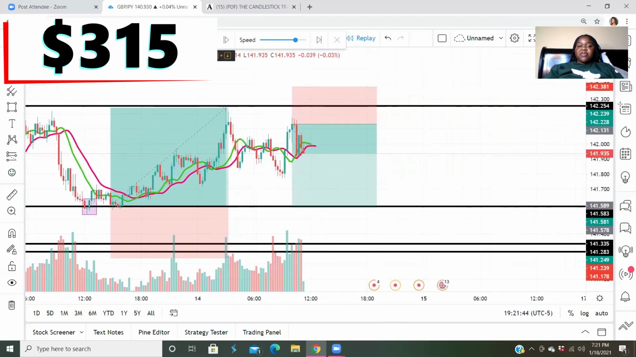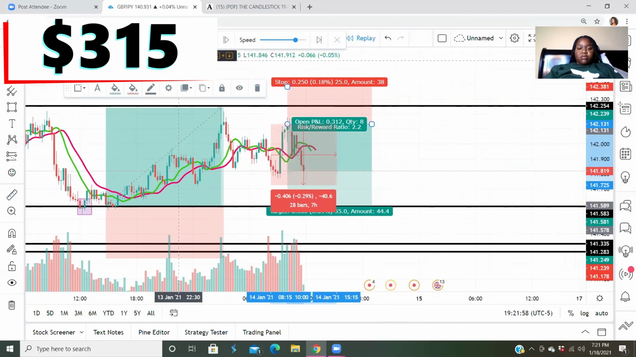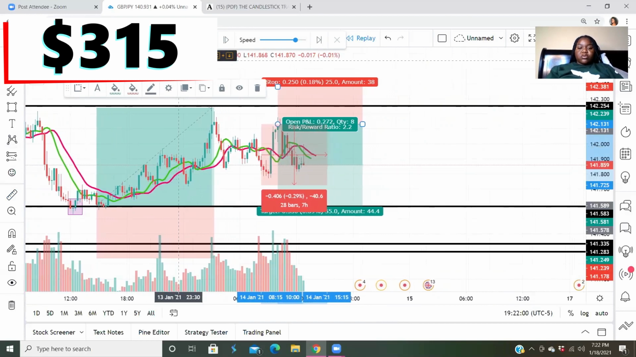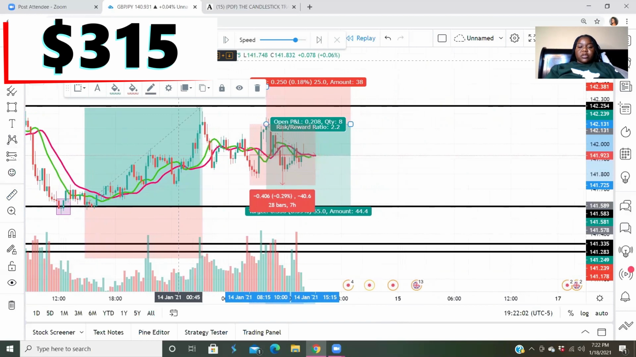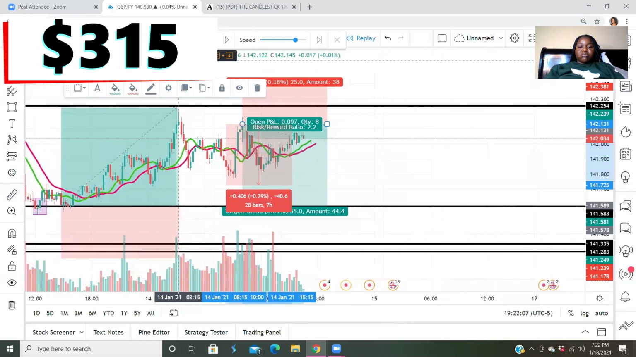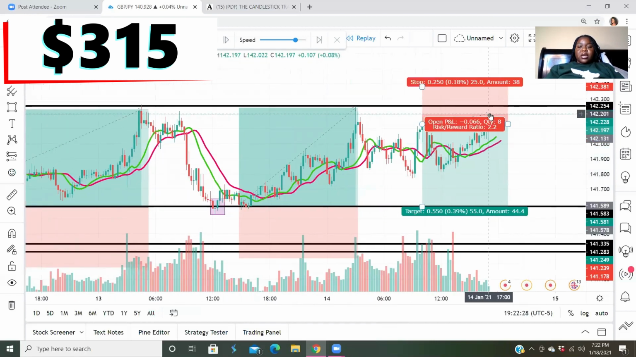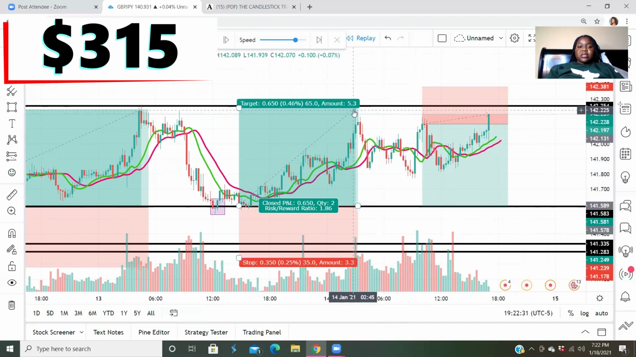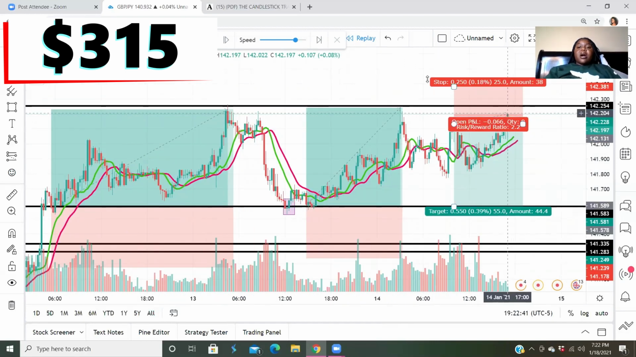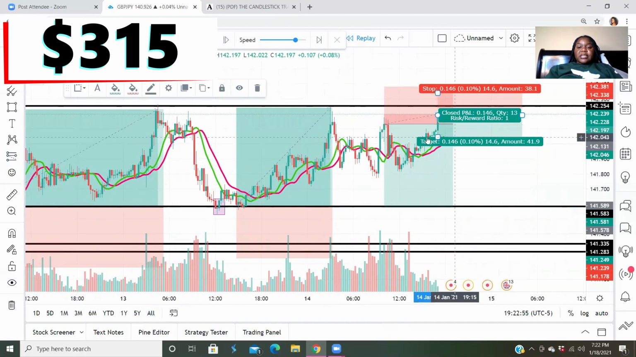Matter of fact, I didn't draw up my 40 pips. So let's see. Right there. Ooh, I really thought we were gonna get it that time. Okay. Oh wait, back in drawdown, but we're still at this spot right here. Honestly, I would get in this trade again. Instead of shooting for 55, I should be able to shoot for 65.